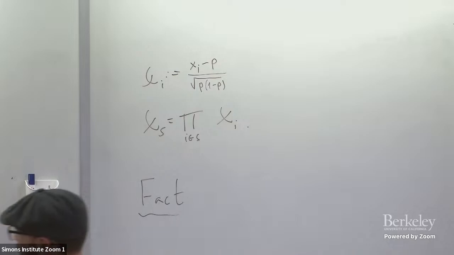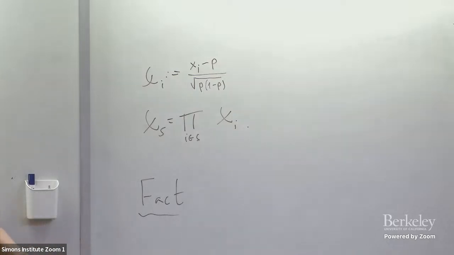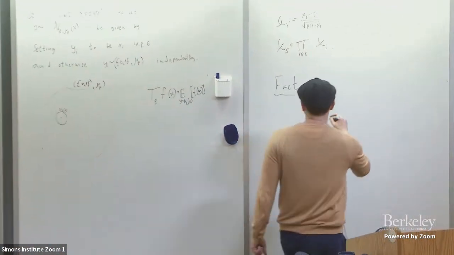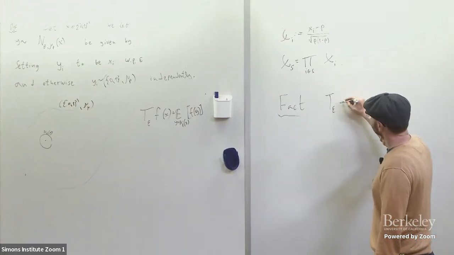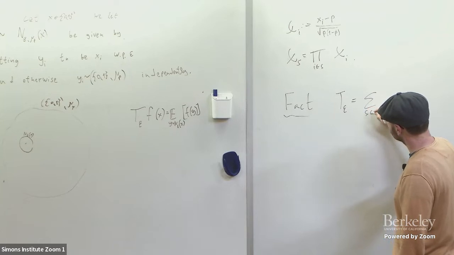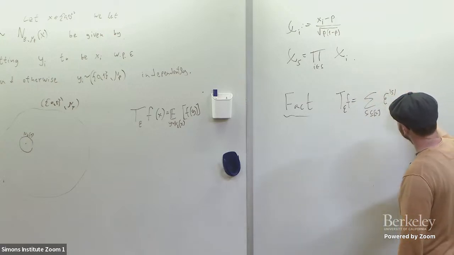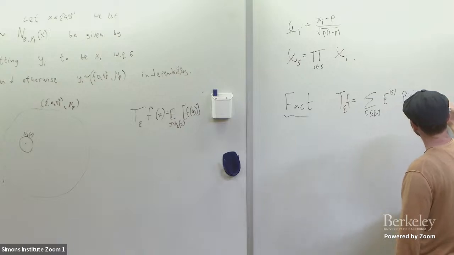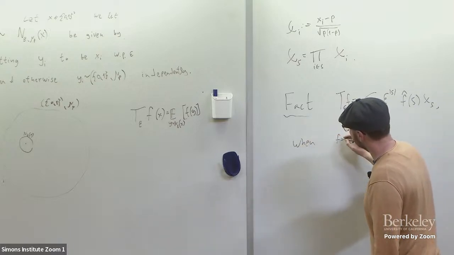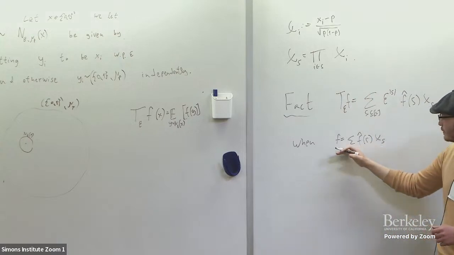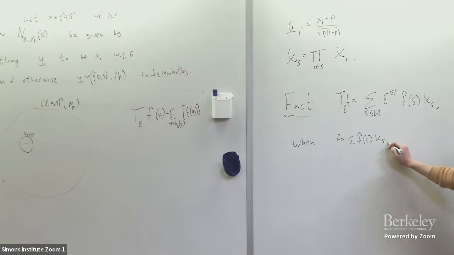And if we define the operator T_epsilon of f of x to be the expectation of f of y, where y is in this small neighborhood of x, we get that T_epsilon of f is going to be the sum over S of epsilon to the |S| times f-hat at S times chi_S, when f is the sum of f-hat at S chi_S. So these chi_S are an orthonormal basis, and we can let this be the p-biased Fourier expansion of f. And this T_epsilon has the same properties of killing the high degrees.